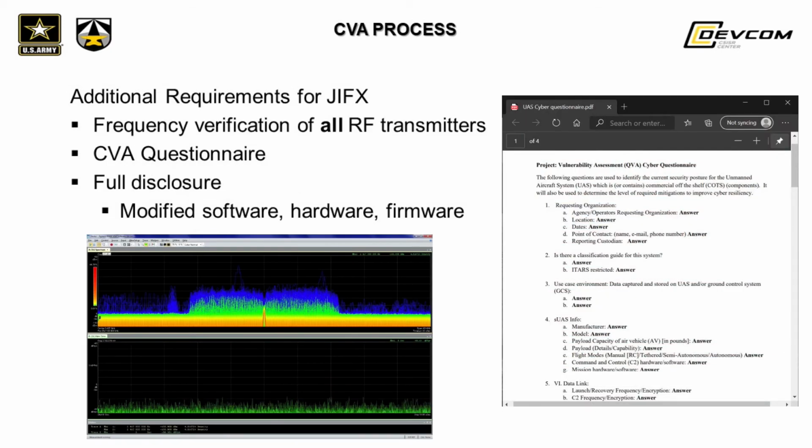Required assessment actions for JVAB include frequency verification of all radios to validate documented frequencies, ensuring no side channels of communication exist. Completion of a questionnaire that details information on the make, model, and components of the UAS, as well as capabilities that include range, lift capacity, and types of missions it is designed for. Also, if any modifications were made to the firmware or software from the factory standards.